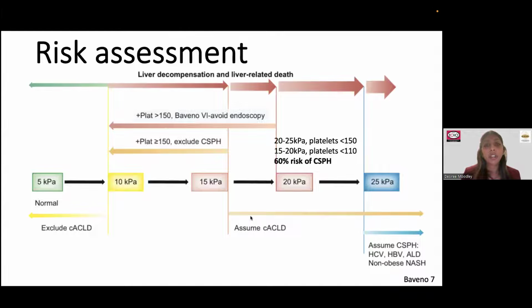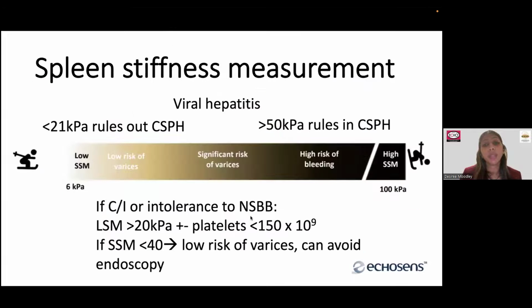As I mentioned, the Baveno 7 consensus says this also with viral hepatitis, you can use something called the spleen stiffness measurement. Now, this is a special add-on to your FibroScan. Not every FibroScan has this attachment, but it can help you. So to rule out clinically significant portal hypertension, particularly in viral hepatitis, would be values of less than 21, and more than 50 would help you rule it in.